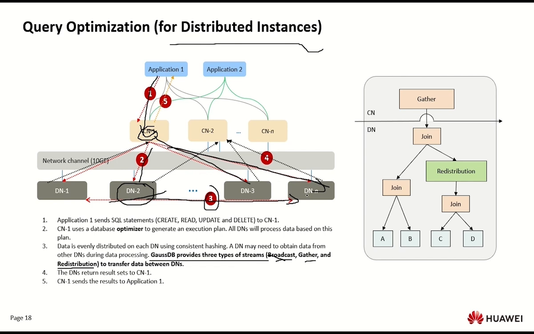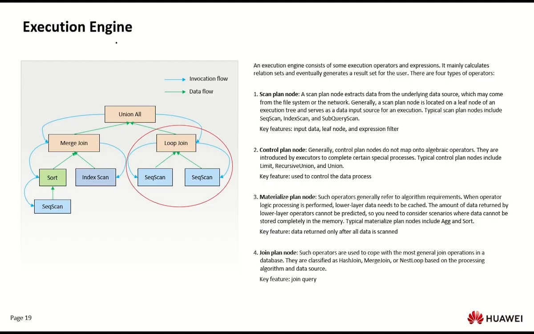Broadcast means the data node realizes that this kind of data may be required by many data nodes, and it will broadcast that set of data to each of the data nodes. Redistribution is actually more common. It means I only distribute the data which is required by data node 2, and submit it just to data node 2.